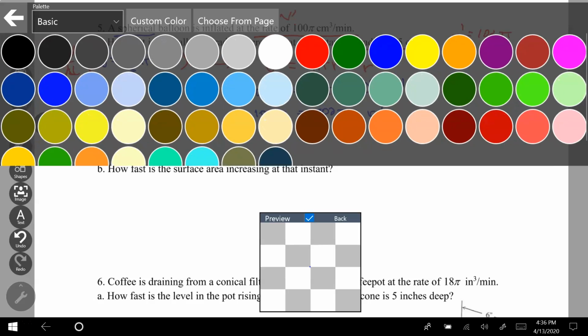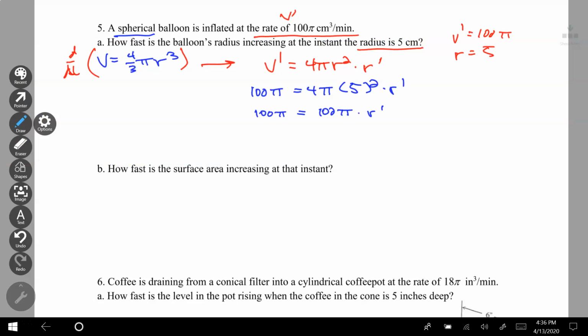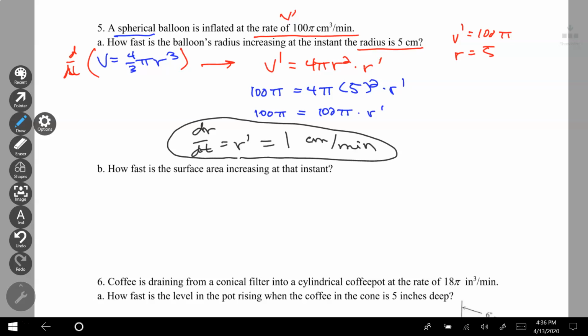And I get dr over dt, which is r prime, is equal to 1 centimeters per minute. So in the moment, the radius is increasing at 1 centimeters per minute. So how do I do surface area? Well, surface area is equal to 4 pi r squared. That is the formula for surface area of a sphere.